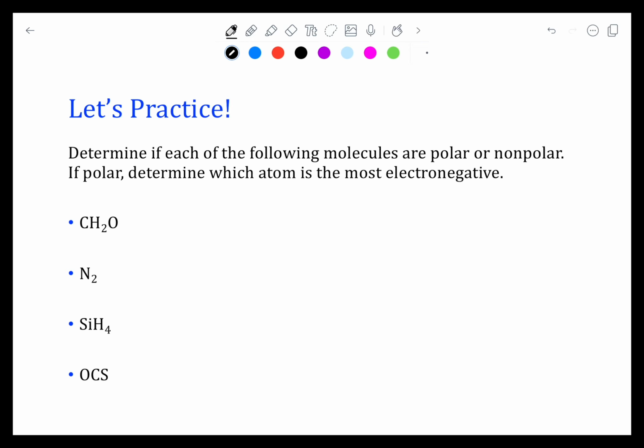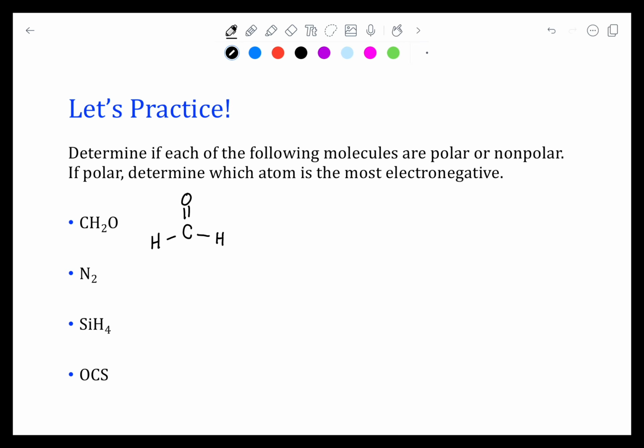So for time purposes, I'm just going to draw the Lewis structures. If you need time to draw these Lewis structures with me, feel free to pause the video and use your Lewis structure guidelines to help you along and make sure that your Lewis structures match mine. So here we have carbon, we have a double bonded oxygen and 2 hydrogens.